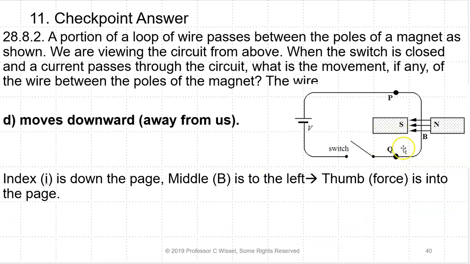At this point, we have to decide what is the direction of the current. So we take the direction of the current, and it ends up going from the positive plate around here to the negative plate. So the direction of the current is down here. The index finger, the direction of the current, is down the page. The magnetic field is going to be pointing from the north pole of the magnet to the south pole of the magnet. Your middle finger is going to be pointing to the left. Your thumb, which is the force, the thrust, is into the page. So it's going to be moving downward into the page, away from us.